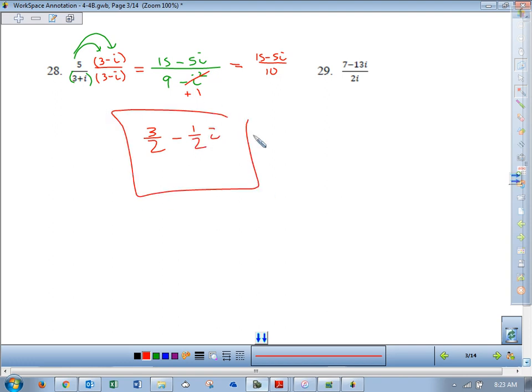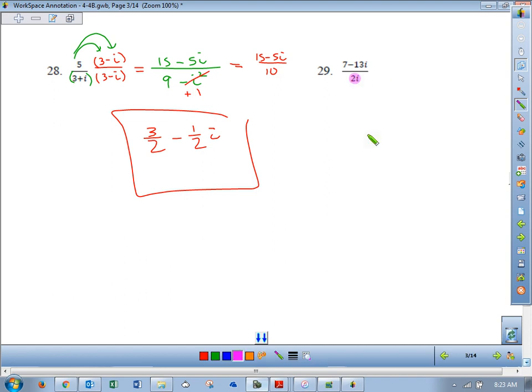Right? You with me on reducing that? 15 over 10 is 3 over 2. 5 over 10 is 1 over 2. It was negative due to the fact that this was a negative number. Yeah? Next one. Problem. i in the denominator.